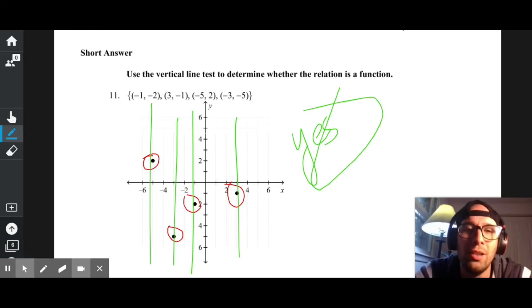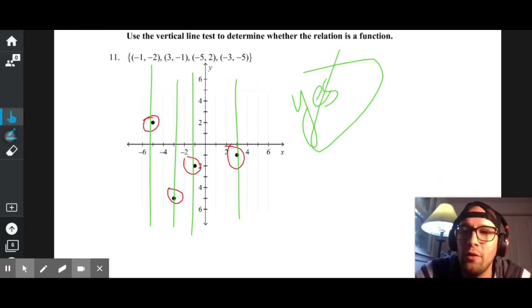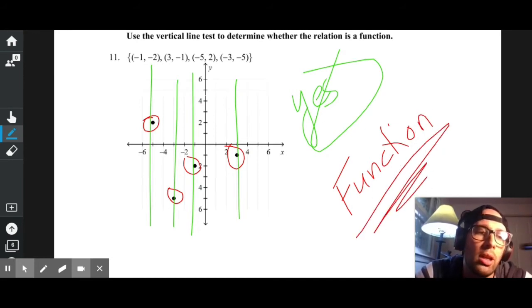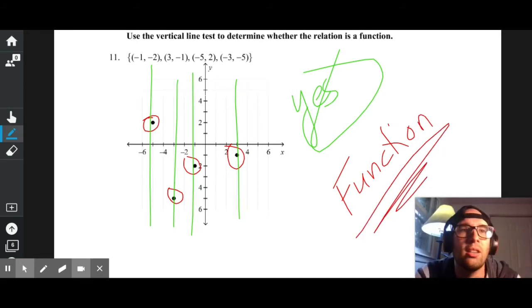And that's what we're doing. We're just determining whether or not it's a function. So we can say it is a function. Drawing with this thing isn't the best.